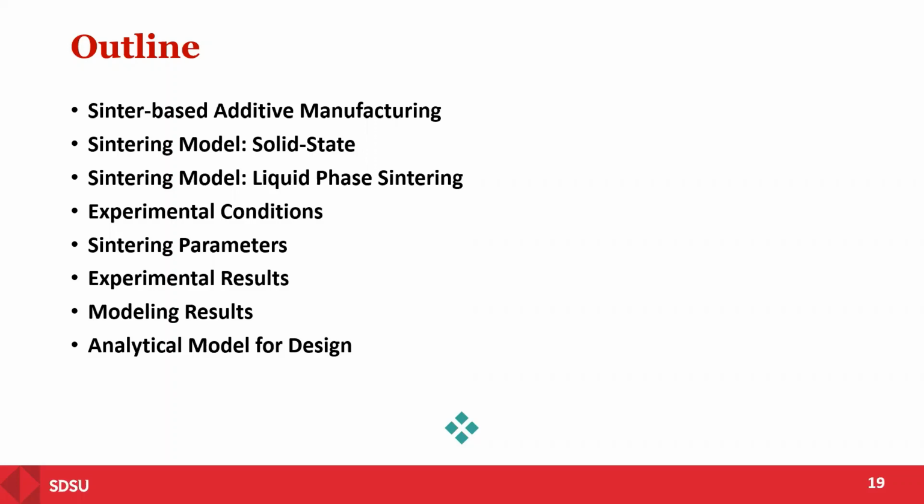In this case, the presence of that small amount of liquid phase enhances the densification, because diffusion in a liquid phase is much, much faster than in a solid phase. And here, I will also show some experimental tests we did to validate our model, and compare the experimental results with the model. And at the end, how we can use this model to provide insight to design additive manufacturing parts and avoid distortion due to gravity.